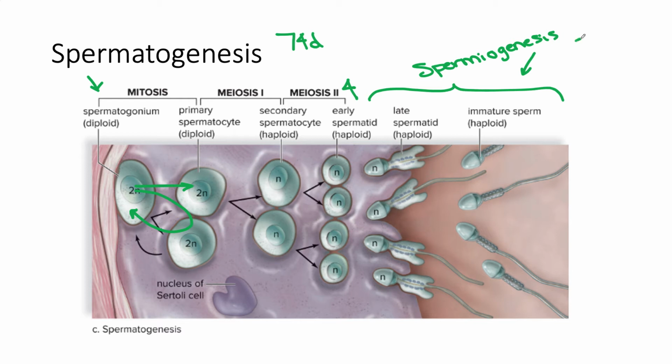That takes about 24 days to happen. The entire spermatogenesis took 74 days, and this 24 days is the last 24 days of it. So spermatogenesis includes mitosis, meiosis 1, and meiosis 2. Spermiogenesis only is the last part of that. Once the sperm are fully formed and have the right structure, they will be stored in the epididymis until ejaculation.